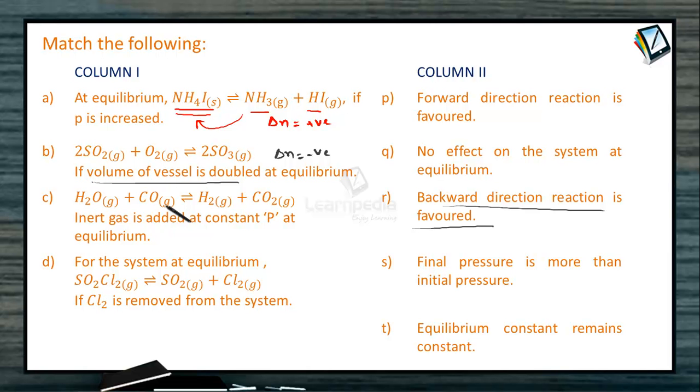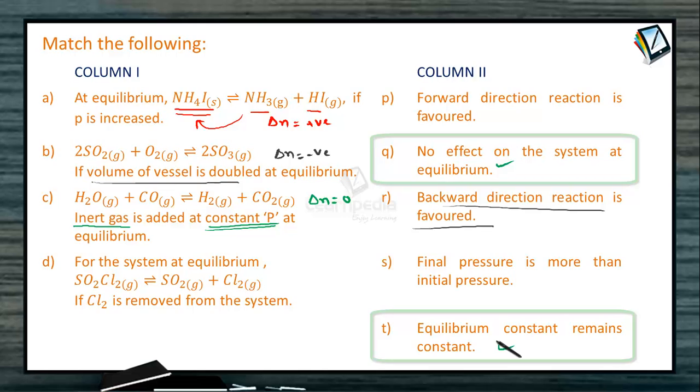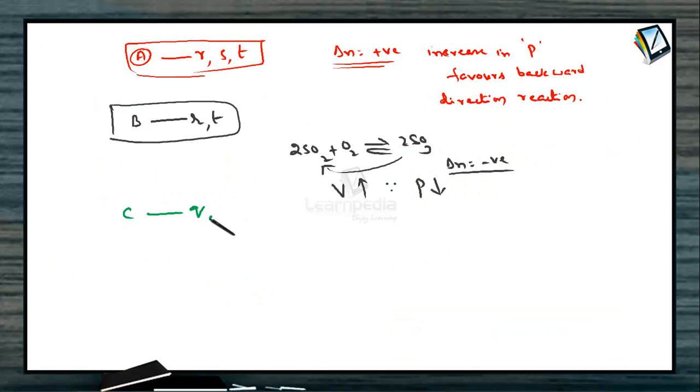C. H2O gas plus CO gas giving H2 gas plus CO2 gas. Delta N is 0. When delta N is 0, inert gas is added at constant pressure at equilibrium. Whenever inert gas is added for a system such that delta N is equal to 0, whether it is added at constant pressure or at constant volume, it will not have any effect. So no effect on the system at equilibrium will become right. And here delta N being 0, final pressure cannot be more than initial pressure. So equilibrium constant remains constant is also right. So therefore Q, T. So for C option we have Q, T.